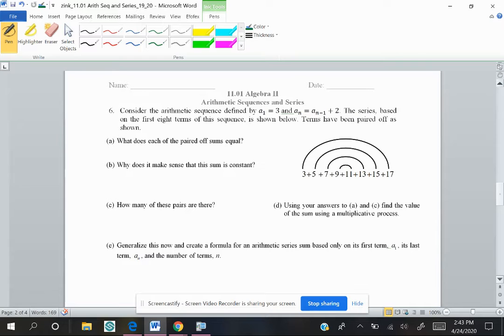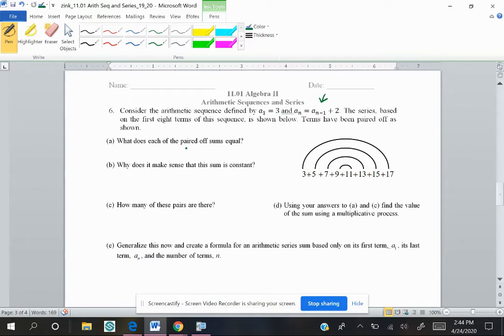Consider the arithmetic sequence defined by a sub 1 is 3 and a sub n equals a sub n minus 1 plus 2. This is something that we call recursive. We'll look at it a little bit later, but the n minus 1 means the term that comes before a sub n. So we take the number that comes before it and add 2 to it. The series based on the first 8 terms is shown below. Terms have been paired off as shown, seeing this little rainbow here.